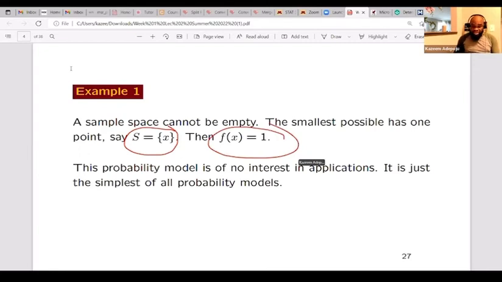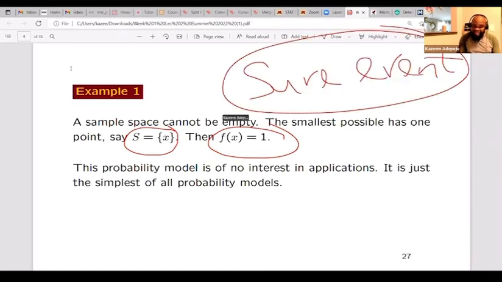Let me tell you this. A situation where there's only one element in a sample space, we call that a sure event. A sure event in the sense that, of course, that event is always going to happen because you're having one state of nature. But let me tell you this, under the sun, there is nothing like this. This is not realistic. It is not possible for us to have just one element in a sample space. We're using this just for explanatory sake.